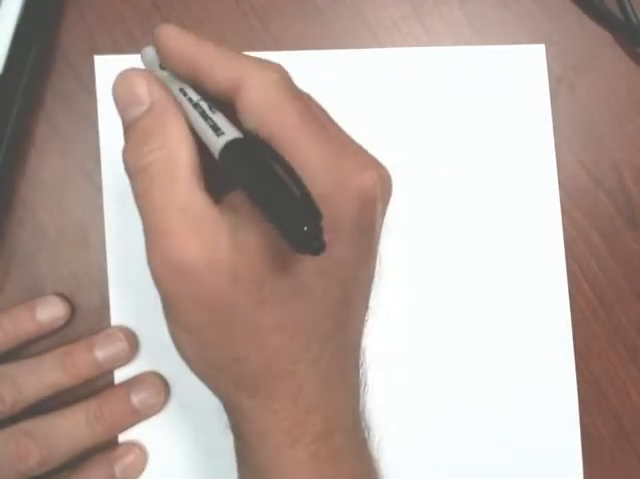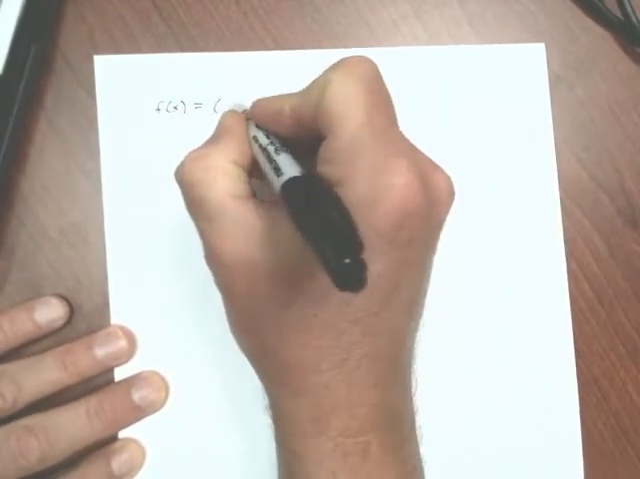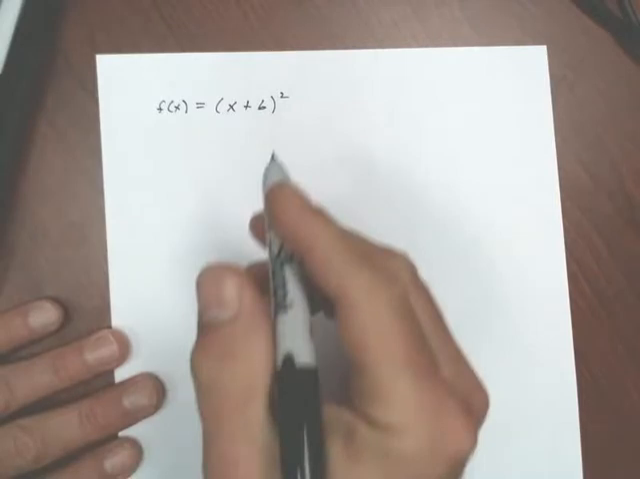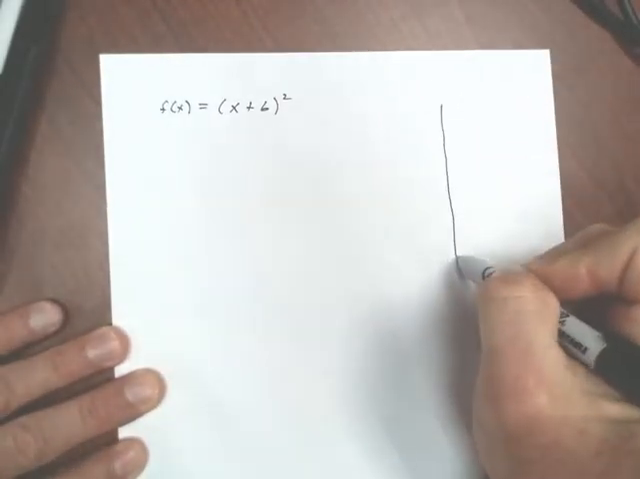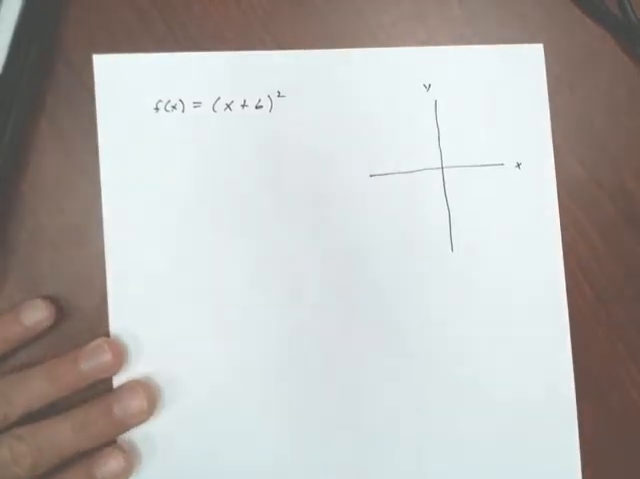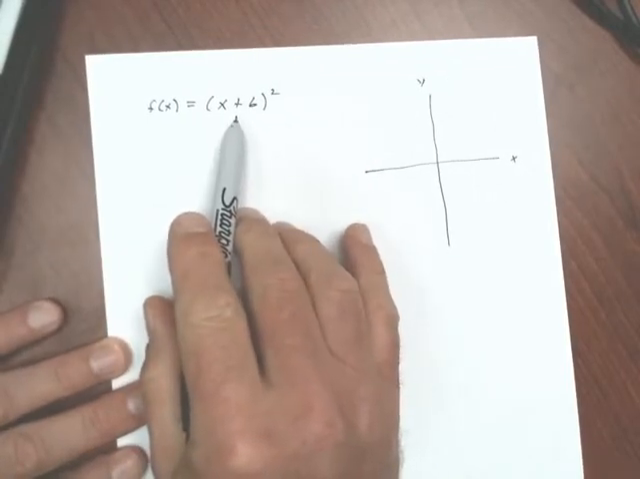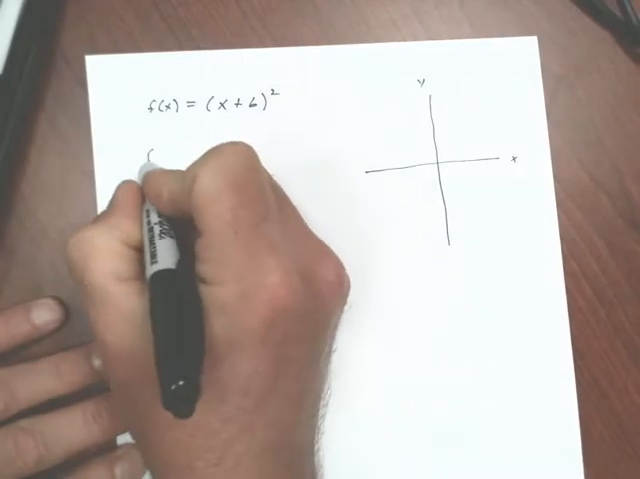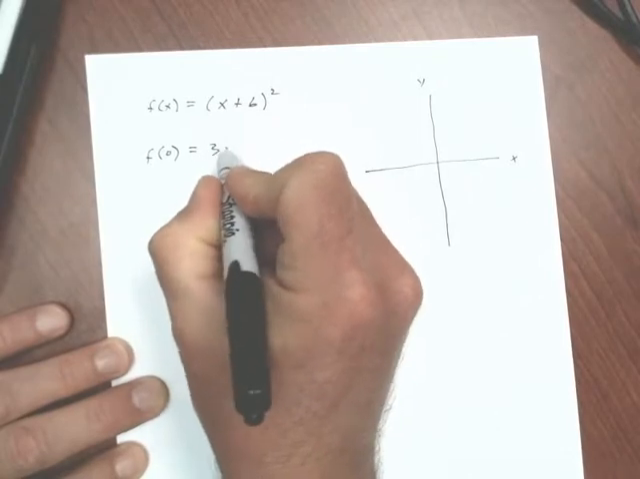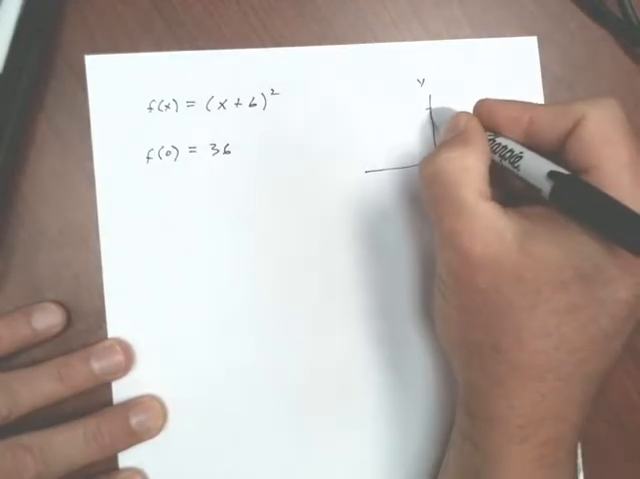What if we have a function that looks like x plus 6 squared? Let's draw our Cartesian coordinate system. Now, you know, we could FOIL this out, but really it's not necessary, and here's why. Because when we solve for f of 0, what do we get? Well, we get 36. Okay, so when x is 0, y equals 36.